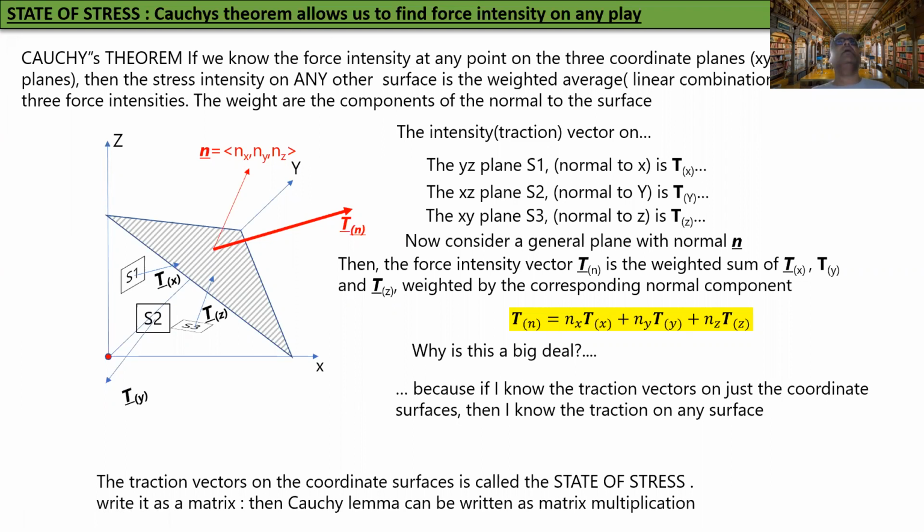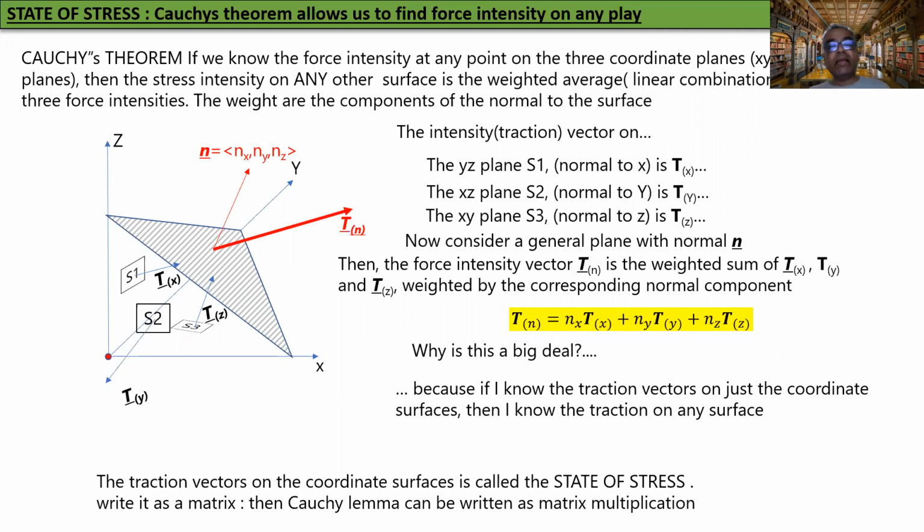Cauchy's theorem: the stress intensity is the weighted average of these three stress intensities, or force intensities. This weighted average is the most important thing, and once you know that, then it's easy. And the weights are the components of the normal. If you remember those two, you're done.